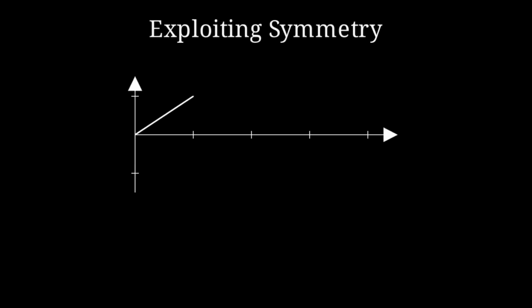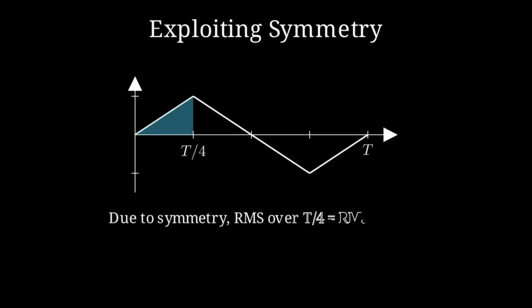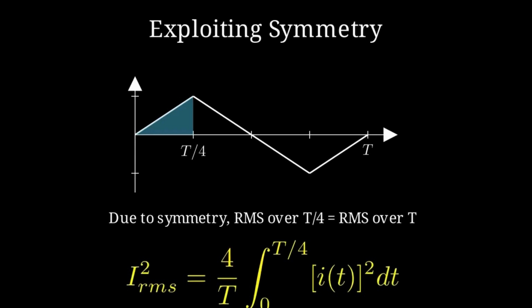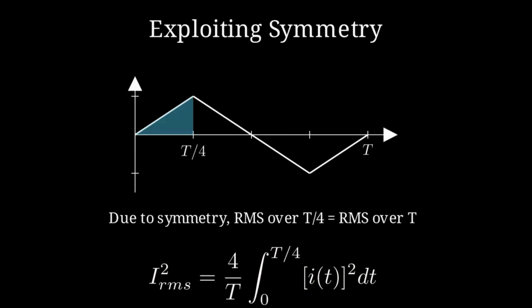Because the triangular wave is symmetric, we can simplify our integration. Calculating the average of the squared function over just the first quarter cycle and multiplying by the appropriate factor yields the same result as integrating over the entire period.